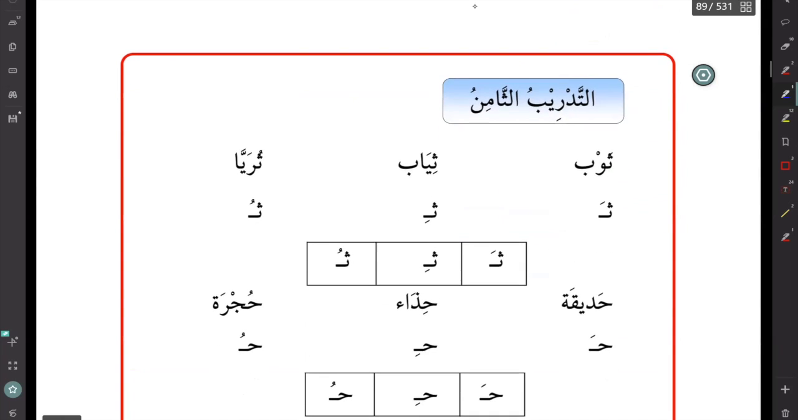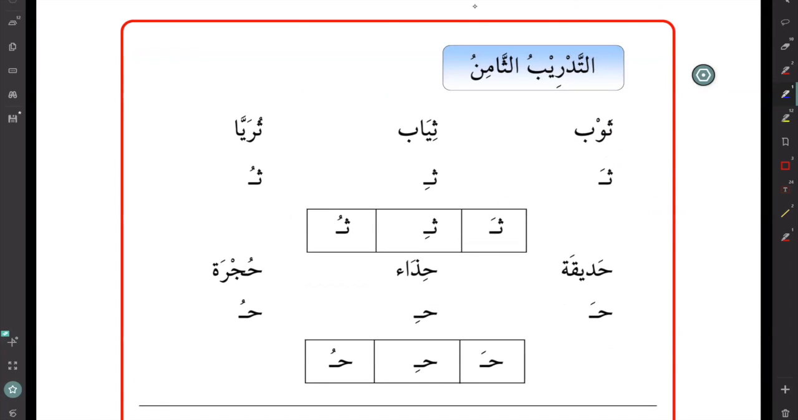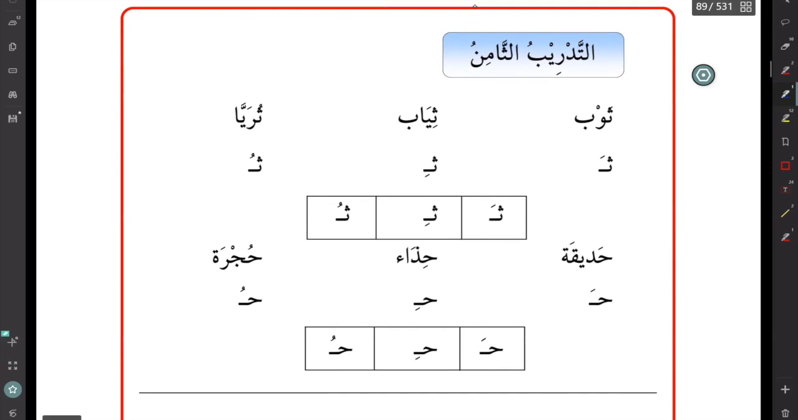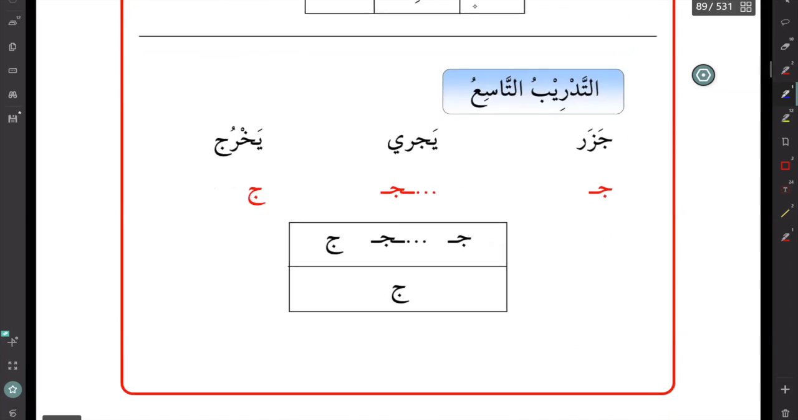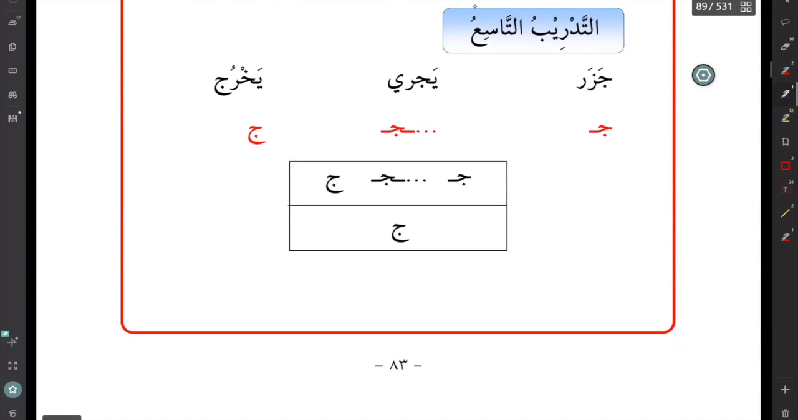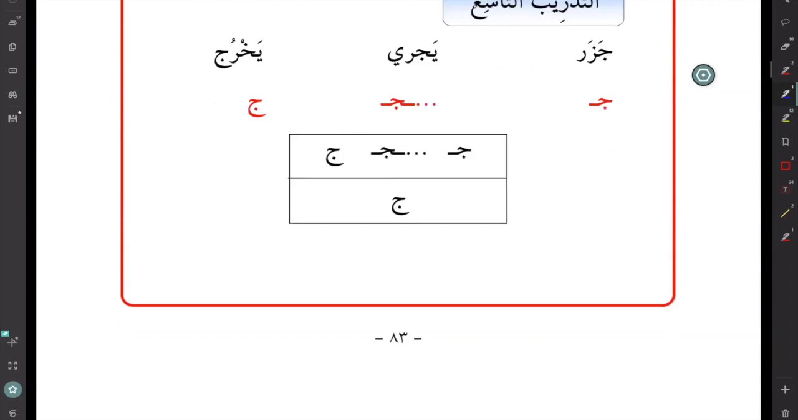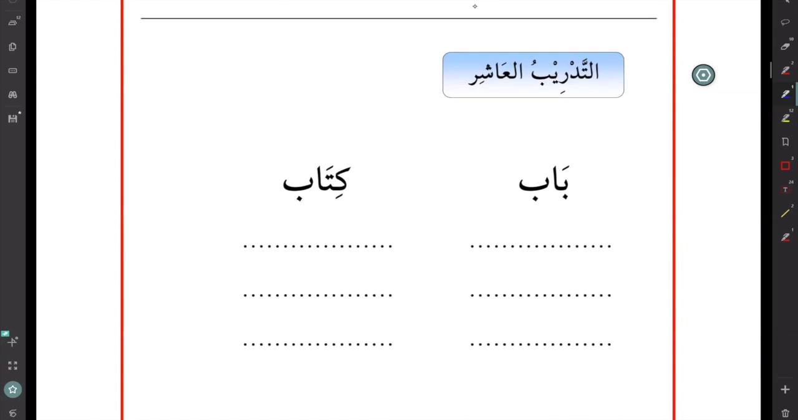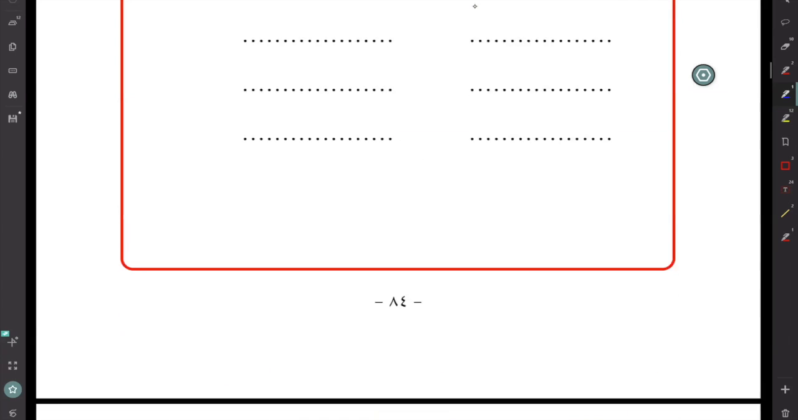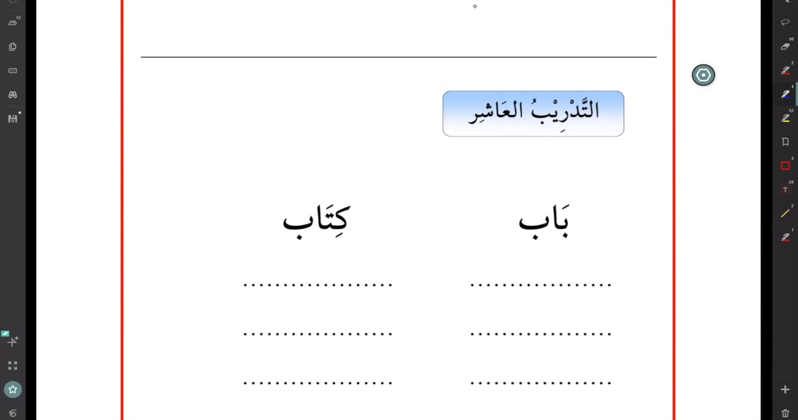Now, the next exercise is at-tadrib al-thamin, the 8th exercise. These are writing, you can go through them, inshallah. And at-tadrib al-tasi', the 9th exercise, also writing, you can go through them, inshallah. I'll skip the next one as well. And the last one, I believe that's the last one, is at-tadrib al-ashir, which is also a writing exercise. You can just trace them. You should know what bab means. Bab is door, kitab is book. So that's pretty easy, inshallah.